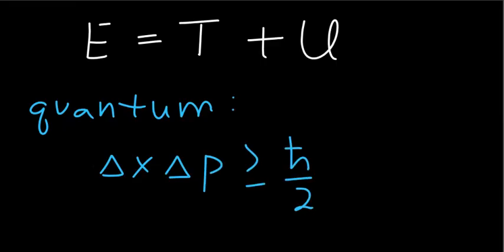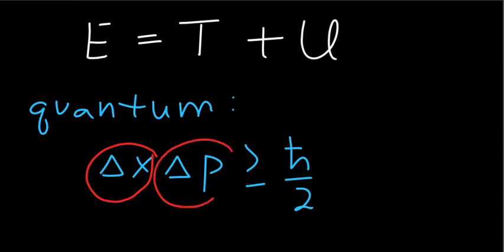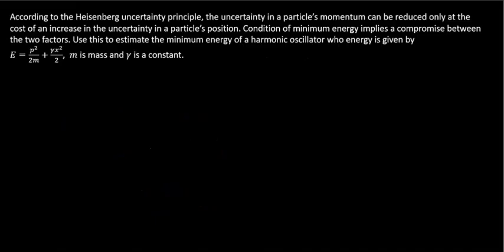which says the reduced uncertainty in the measurement of one variable comes at a cost of increased uncertainty in the measurement of the other variable. Here, x refers to the position and p refers to the momentum. Let's see how this is done in the following problem.